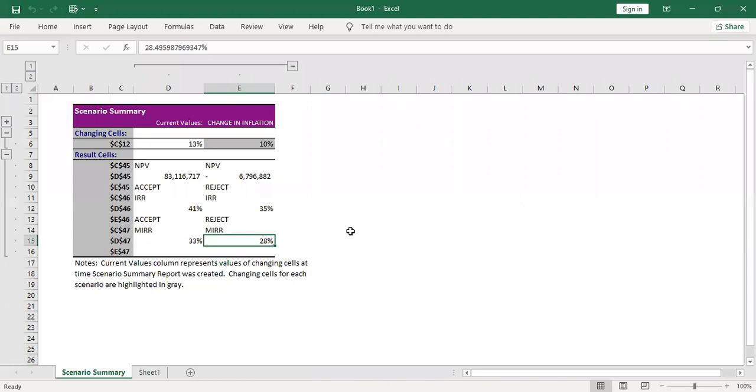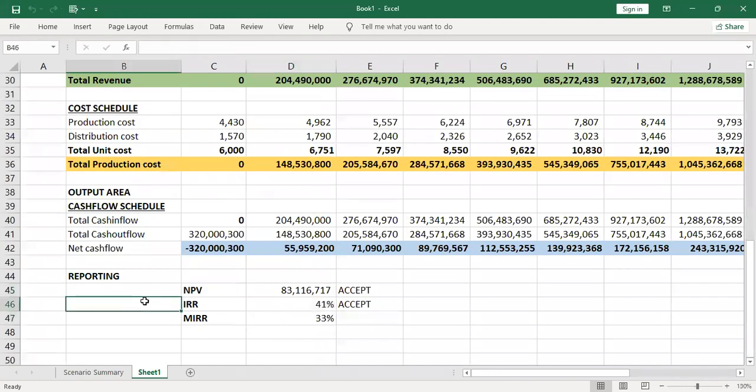The modified internal rate of return will change from accept to what? To reject. So basically, scenarios will help you to look at the changes in the key input factors of the project and the project's viability. So if the inflation changes to 20%, the project will no longer be viable using the modified internal rate of return. The decision will change from accept to reject.